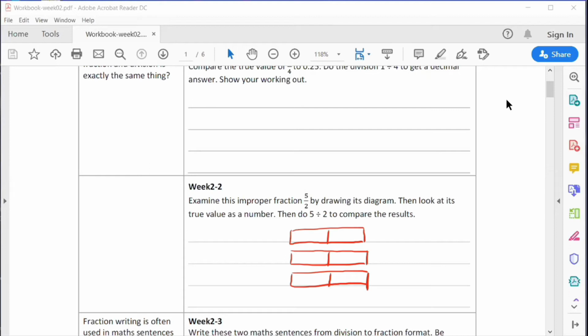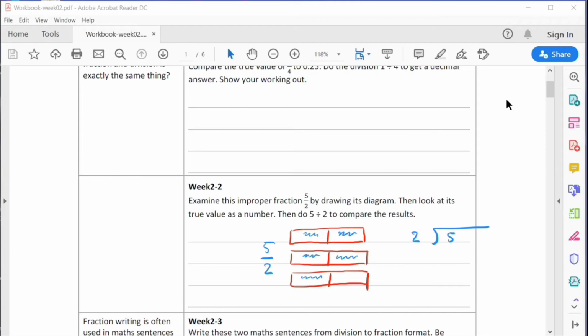So now we need 5 parts. So we count 1, 2, 3, 4, 5. This is how you show the work. Then you have 5 out of 2. Now, then we are going to divide and see what happens. So we divide 5 by 2.